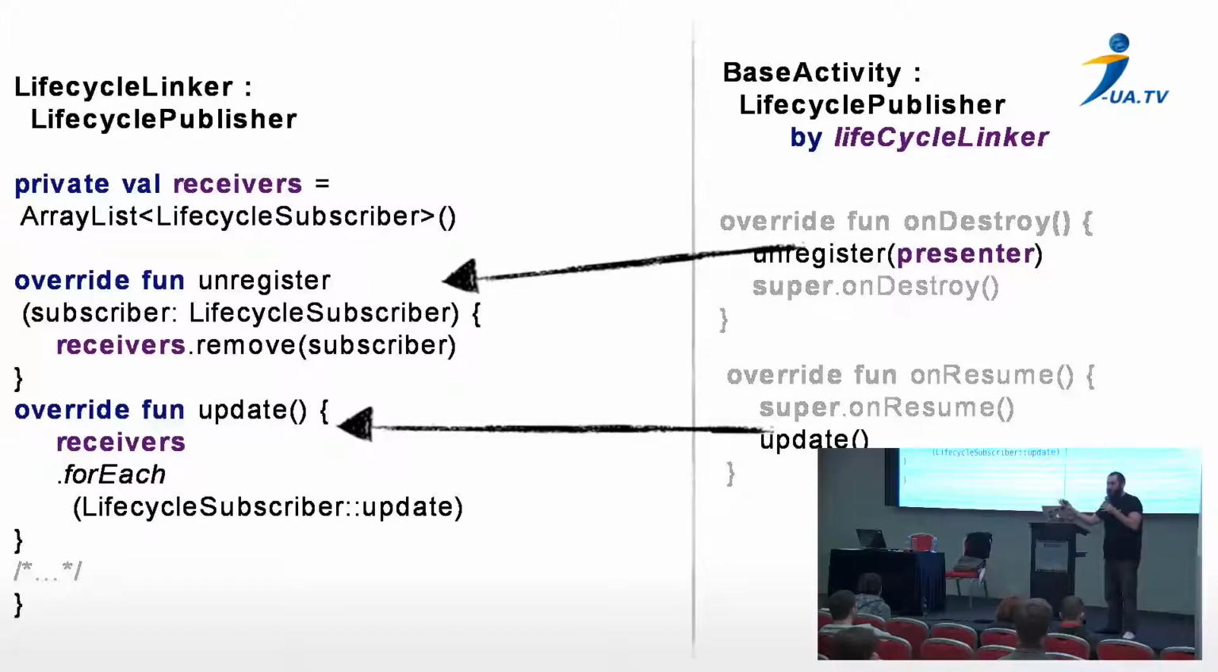Okay, we move logic out of the activities, and we are going to have all activities cleaner. And at test time, I can change this implementation, this lifecycle publisher, for a mock or for something else, and I can test some scenarios.